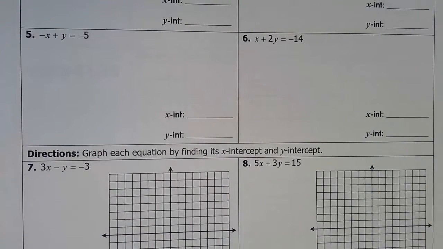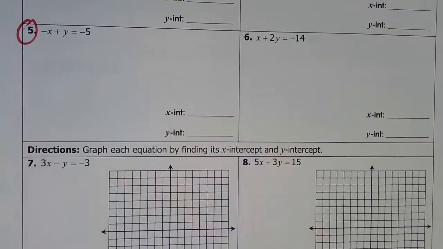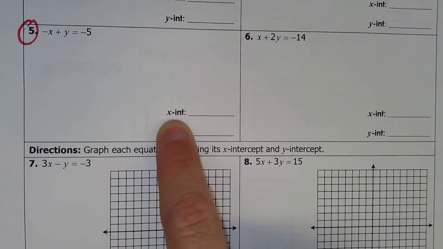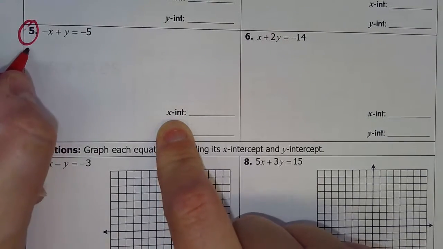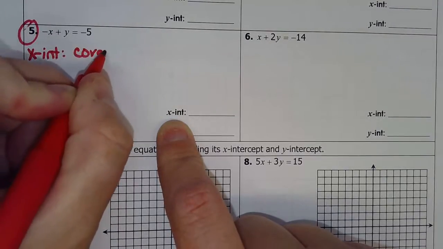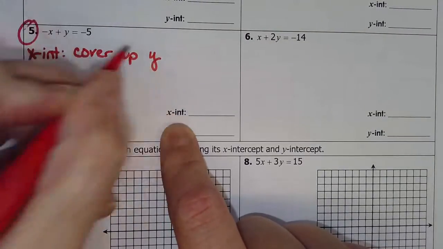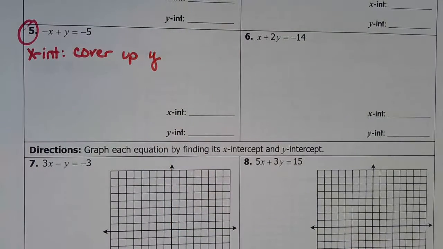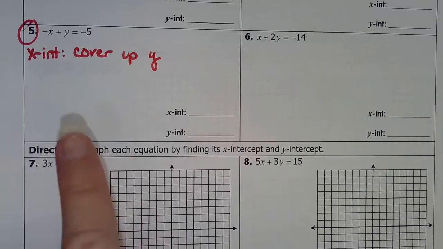We're going to walk through number 5 here. Yesterday, to find the x-intercept, you plugged a 0 in for y, and to find the y-intercept, you plugged a 0 in for x. We're going to change that up a little bit. To find the x-intercept, we are going to cover up y with your pinky, because it's the smallest finger, and we need to cover it up.